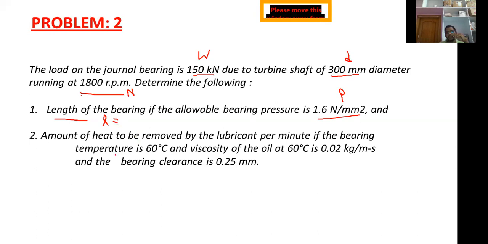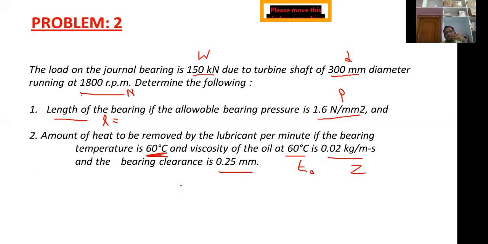Now in this second line, the bearing operating temperature is given, that is T naught. And this one is viscosity, absolute viscosity. This unit belongs to absolute viscosity, so the symbol is Z. Z is given, and the bearing clearance is 0.25 mm.